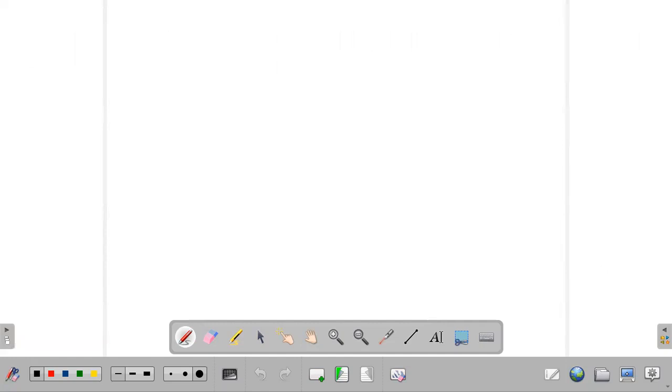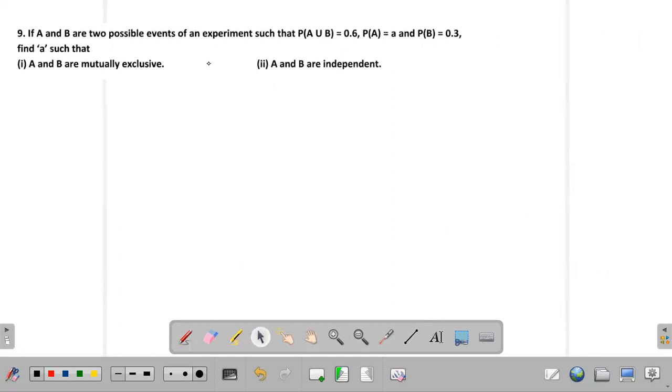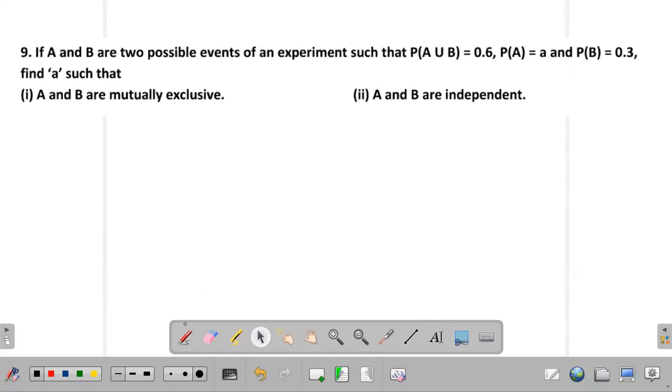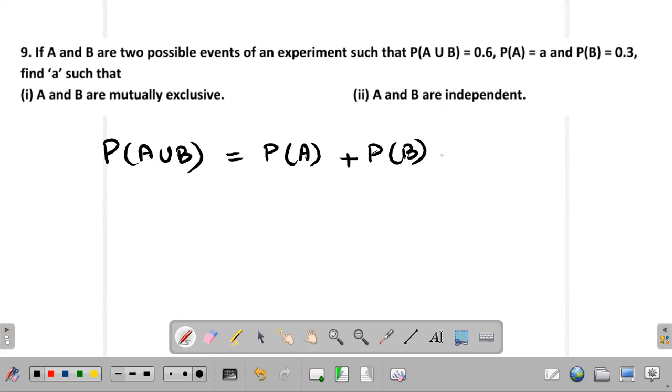Have a look at this question. I need to mention something more here. This is the 9th question. Recall P of A union B, that is the probability that A or B happens. It is the probability that A happens plus the probability that B happens minus the probability that A and B happens.